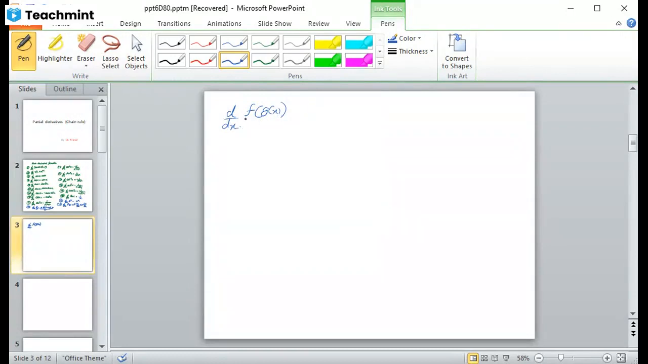I want to differentiate my function with respect to x. So in this case, we use the chain rule: firstly we differentiate our function f with respect to g of x, and then we differentiate g of x with respect to x, because g depends upon x. For example, suppose I want to find the derivative of sine of 2x, right? Sine of 2x.